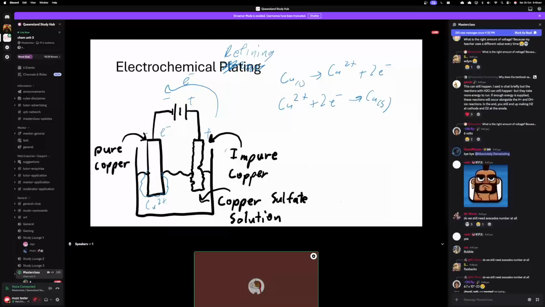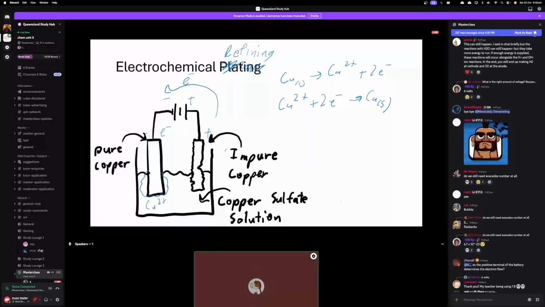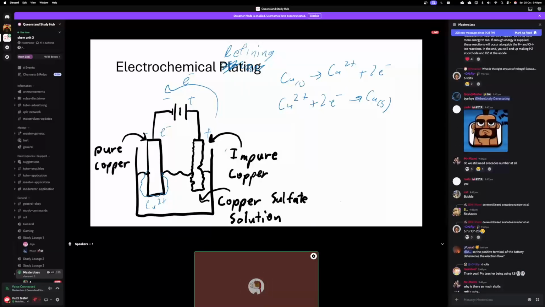But if you do it with a different type of metal, you can plate instead. You can do copper plating. Or not copper, you can just do plating with any metal. The positive terminal on the battery decides it. Yes, yes, yes. Electrolysis, yes.